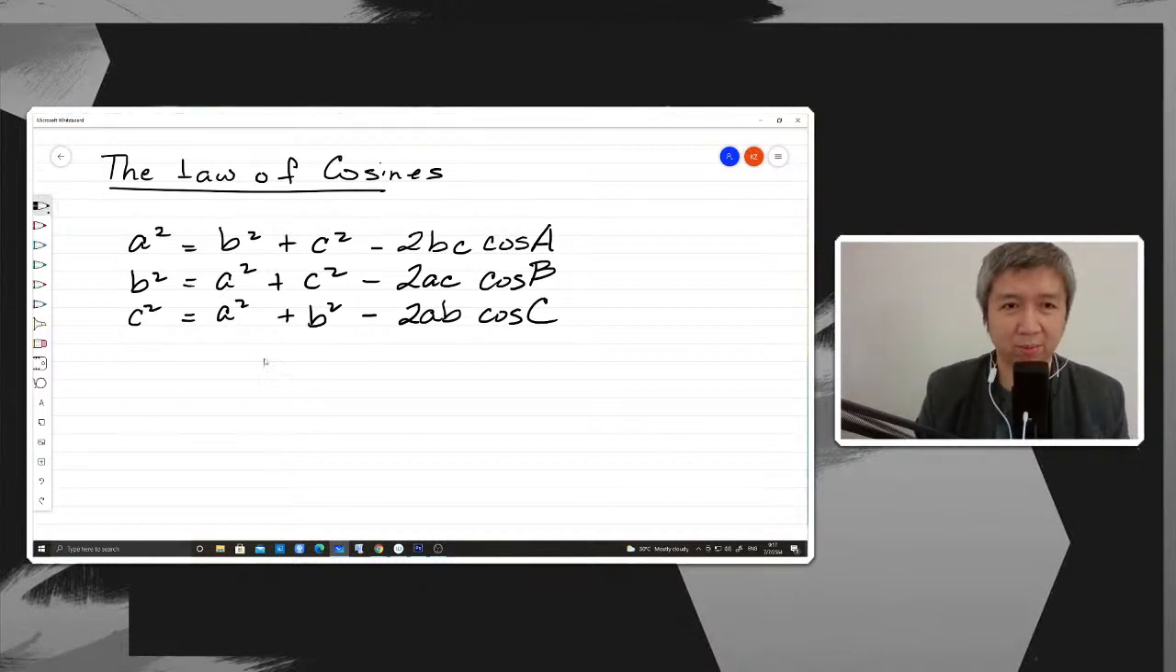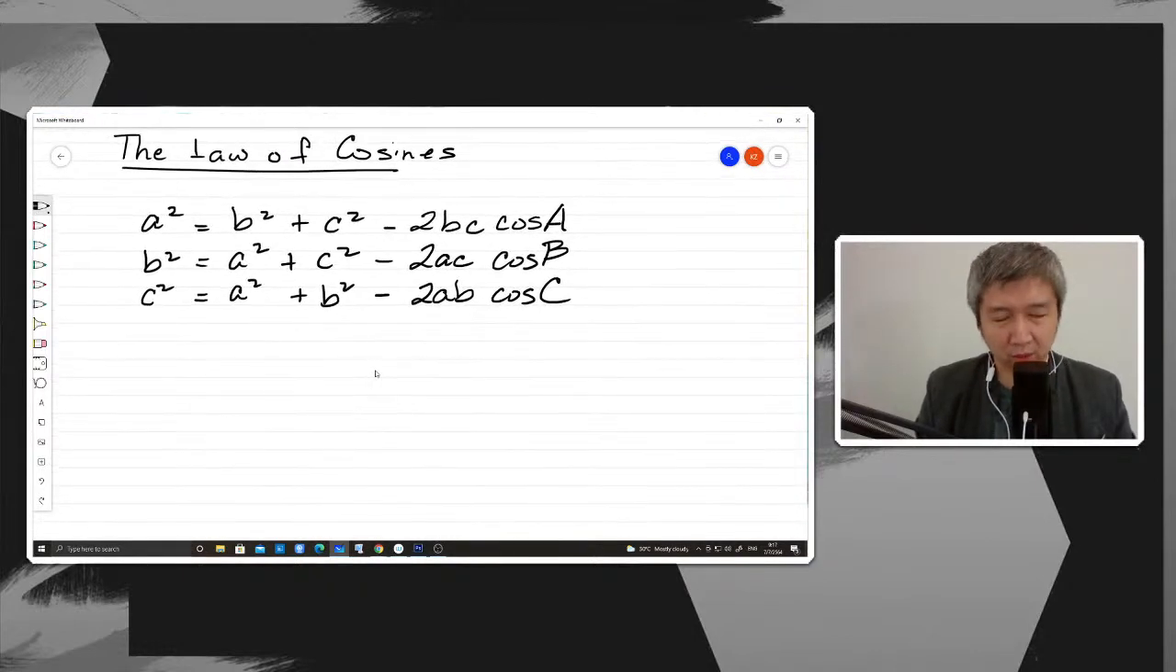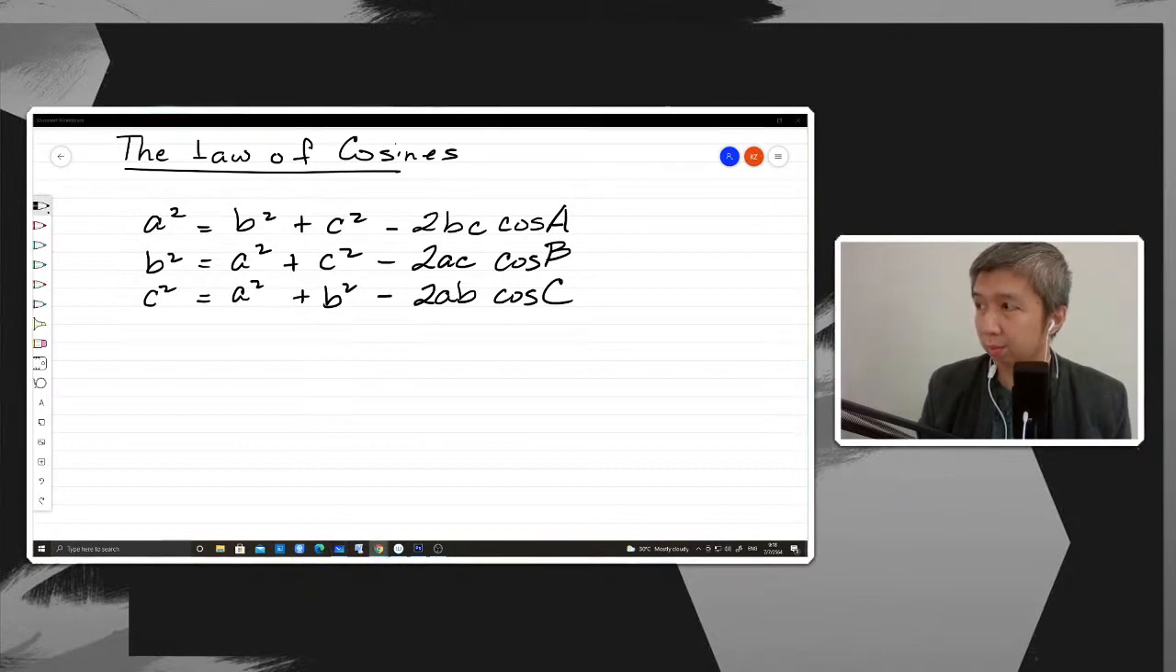Okay, so let us have some examples. Later on, I will show how to find the angle. Let us focus first on the sides. Okay, ready? Let us have example number 1.